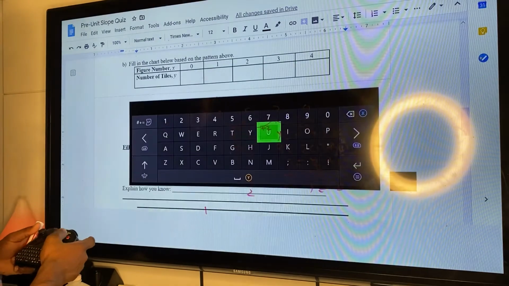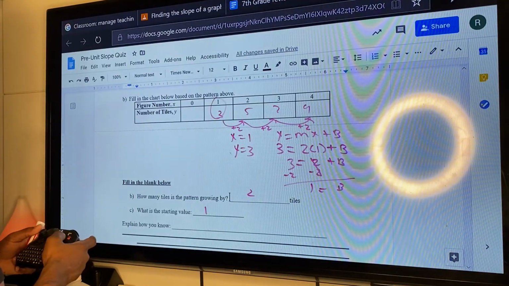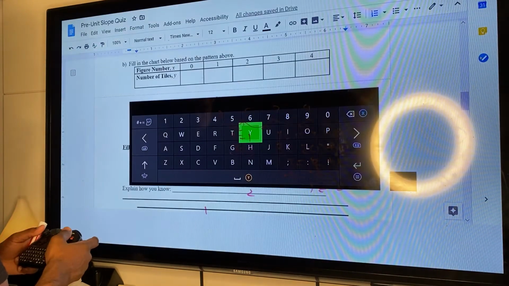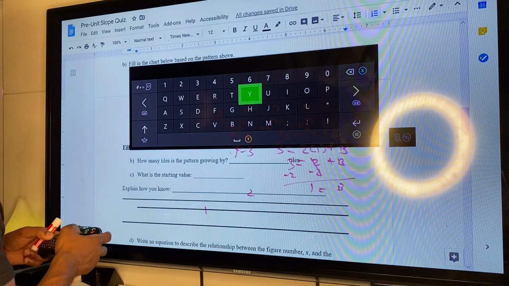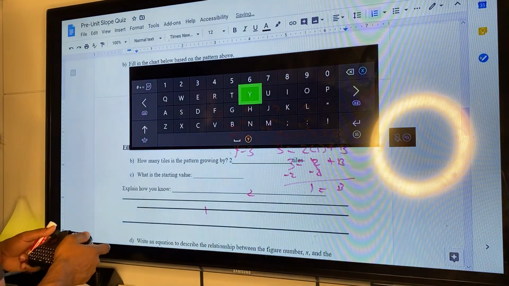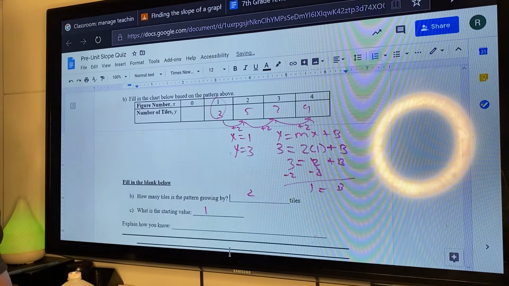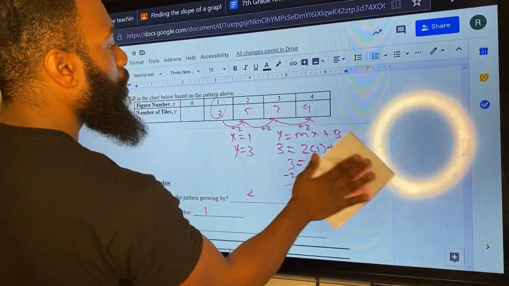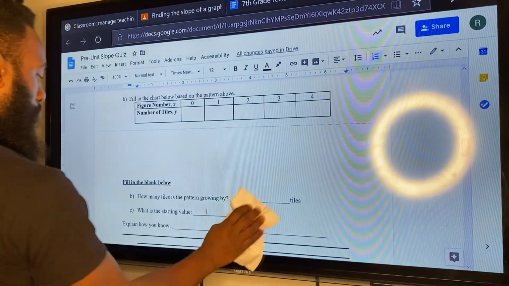Right here. Perfect. There we go. You'll put 2, right? So forth and so on. Now we move on down.